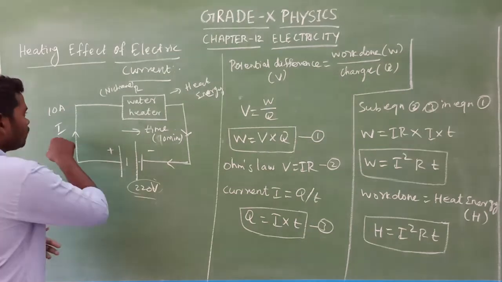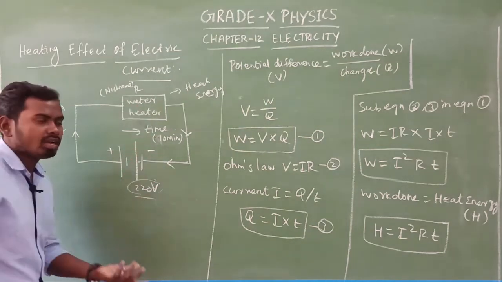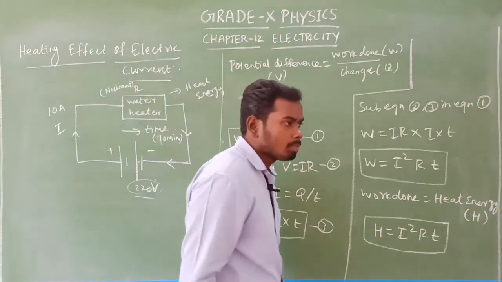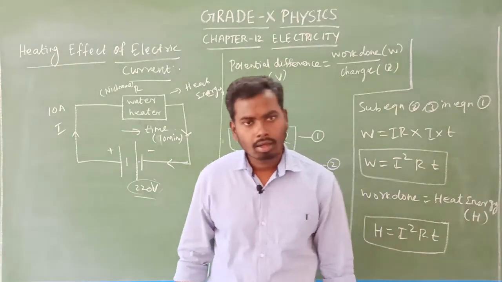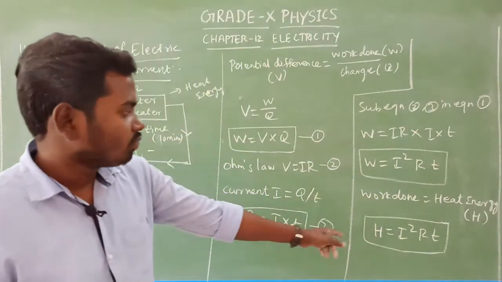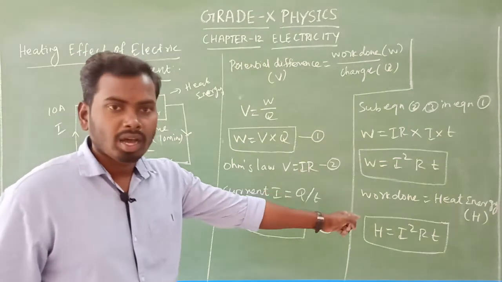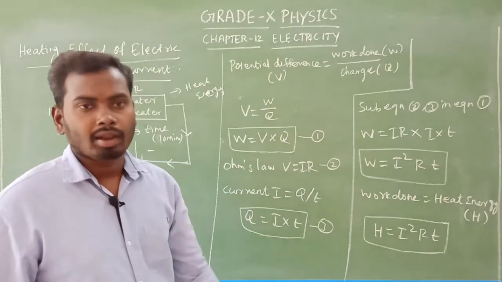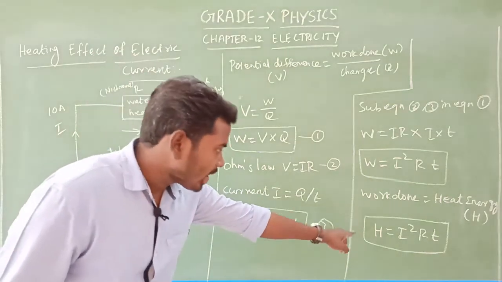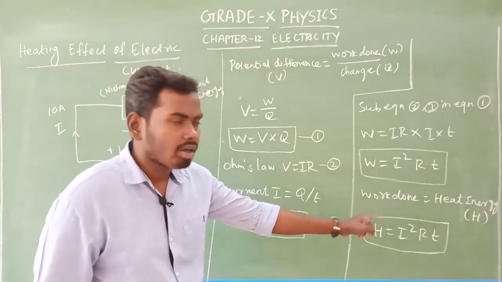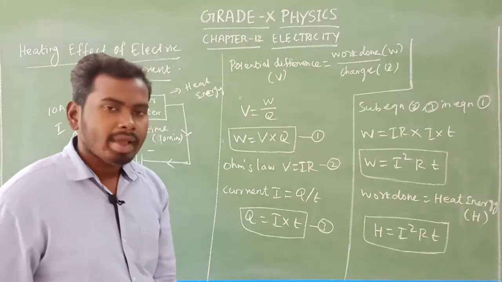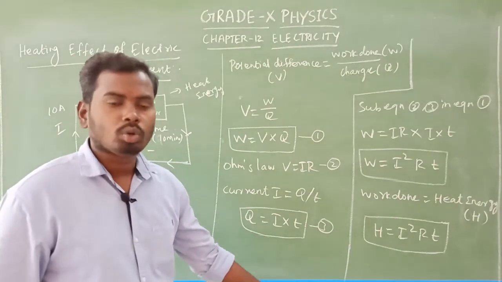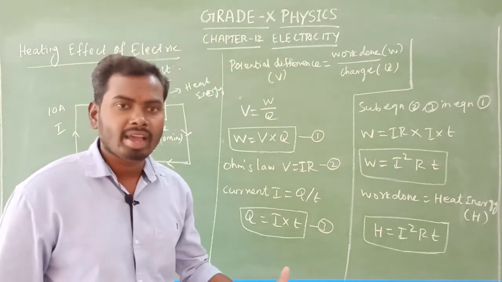If you know this I value, R value and time value, we can calculate the heat energy produced by an electrical appliance. That's all. So that formula is a very, very important formula. With the help of that formula, we can calculate the heat energy produced by an electrical appliance. Isn't it clear? Yes. So H is equal to I square RT. H equals I square RT is the formula to calculate the heat energy produced by an electrical appliance.